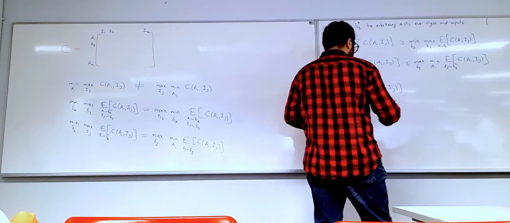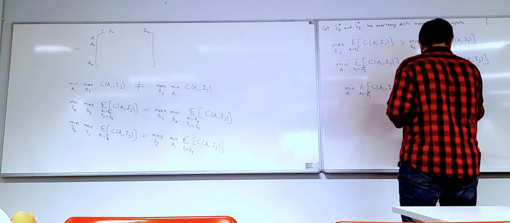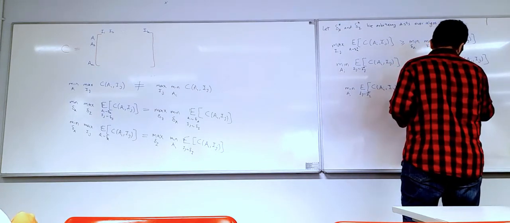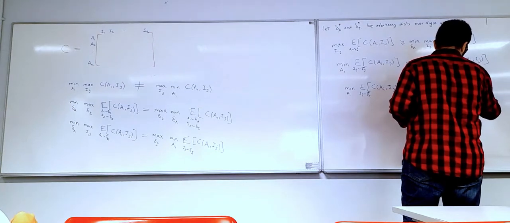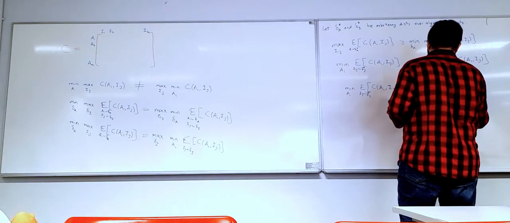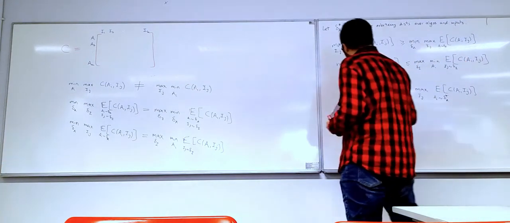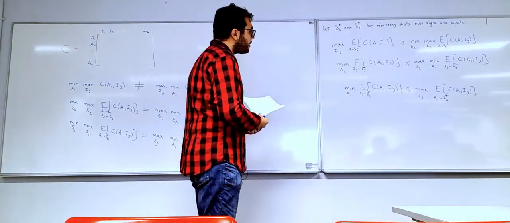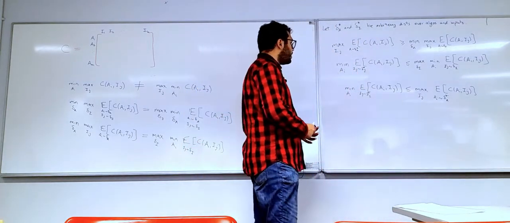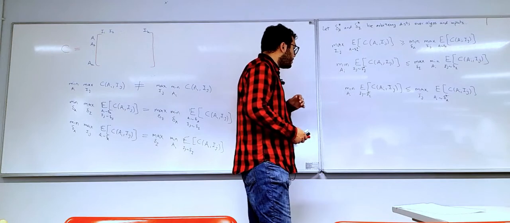is less than or equal to the maximum over all ij of the expected value of the cost of A_i and ij, if A_i is distributed according to delta star. Okay, so after all of this, now what are these two sides? Let's just try to say what this inequality that we just proved means in normal speak in English.